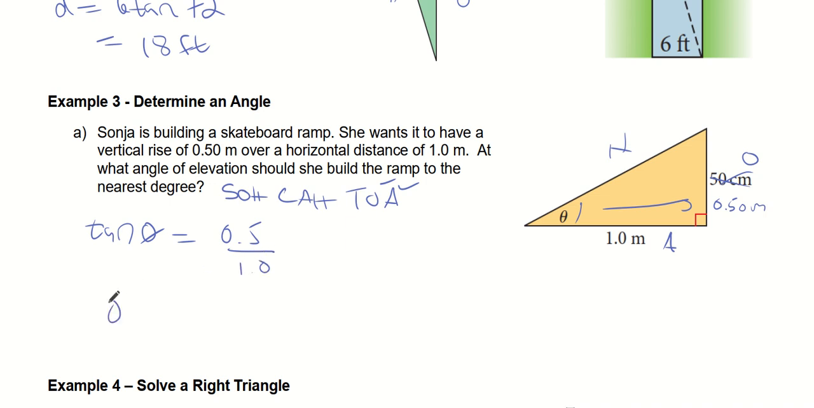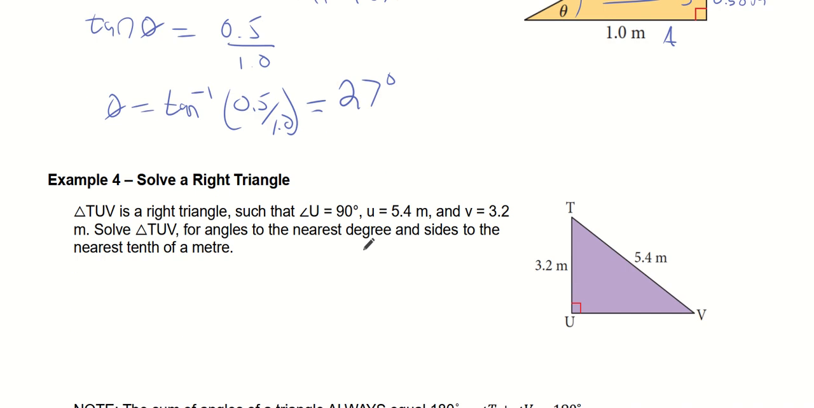And to find the angle, we get the inverse of tan, which is tan⁻¹(0.5 over 1.0). Pop that in our calculator, and we get 27 degrees. Okay, good. Next problem.